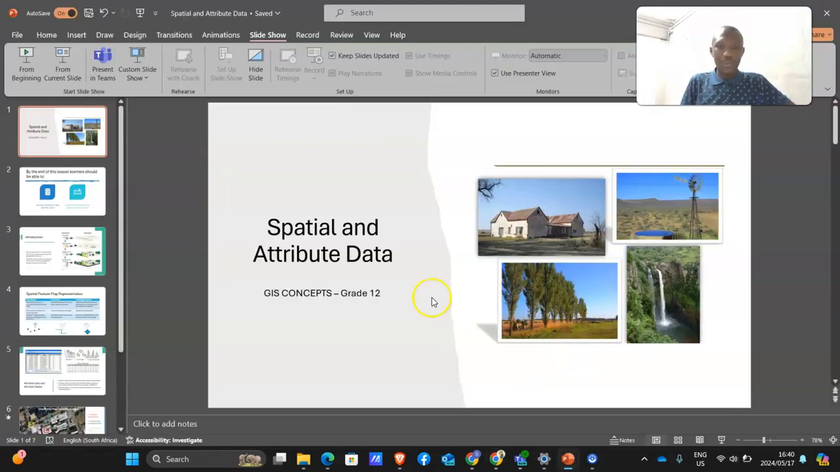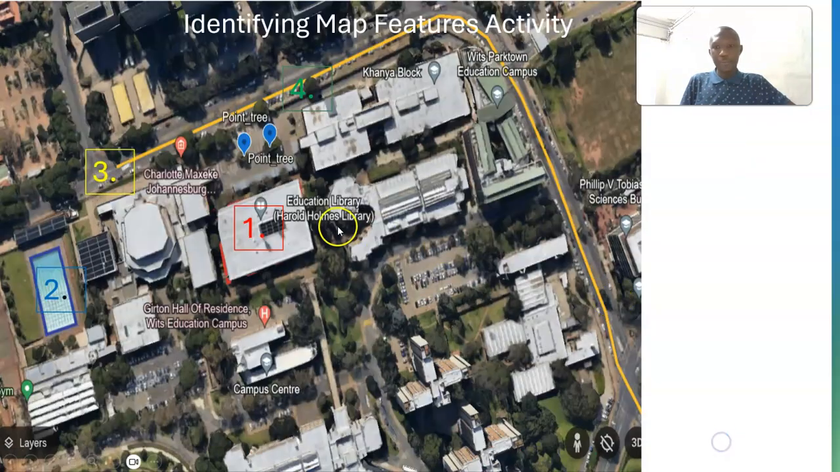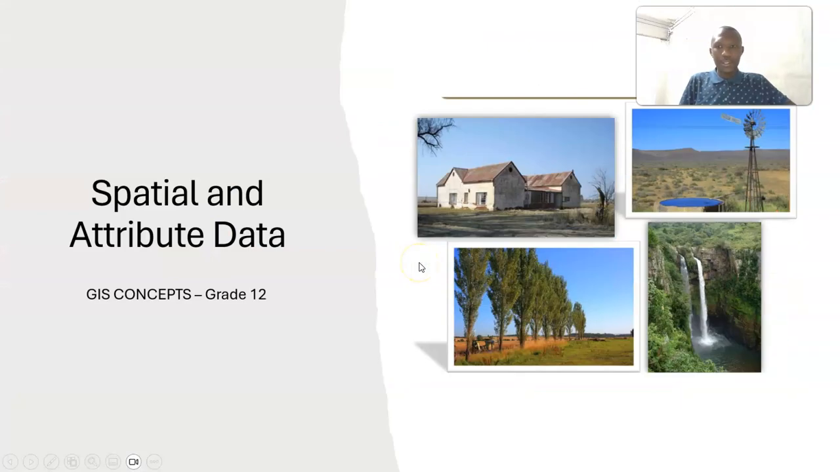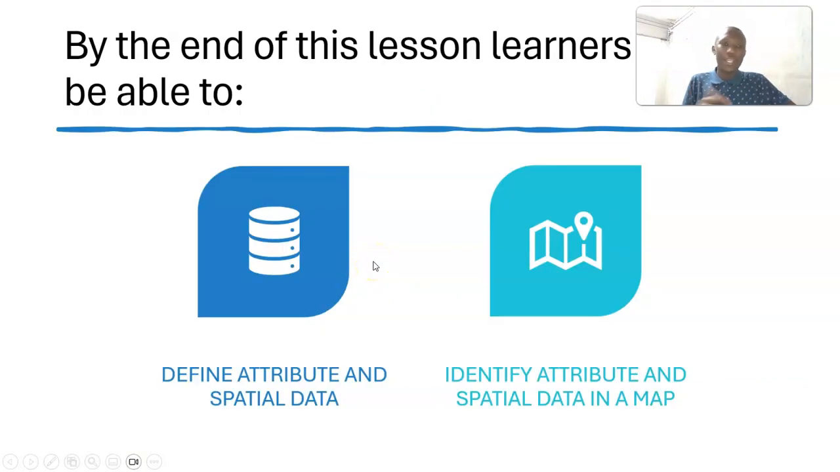So going back to our lesson, what is important in this lesson is that we need to be able to define the two different types of data, which are attribute and spatial data. We also need to be able to identify these features on a spatial map or on the Earth surface, on an orthophoto map or topographic map. We need to be able to identify it, to be able to know that we actually know what it is.